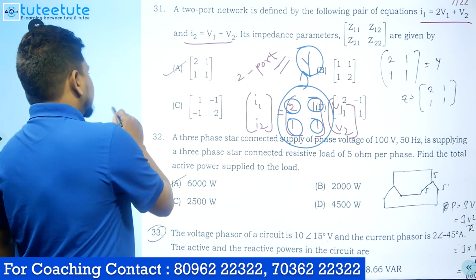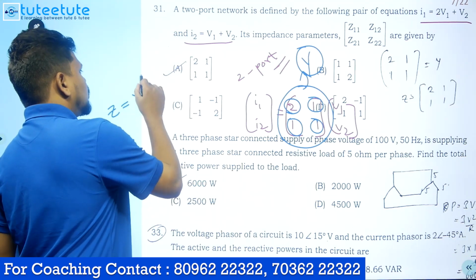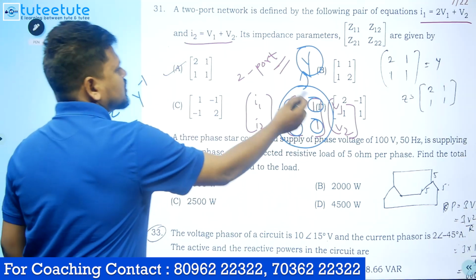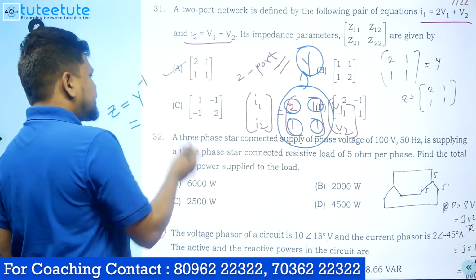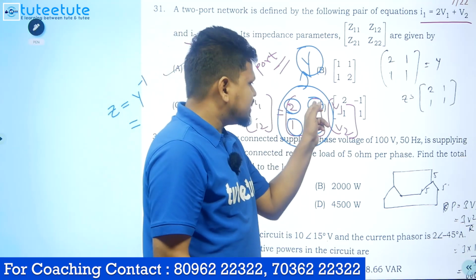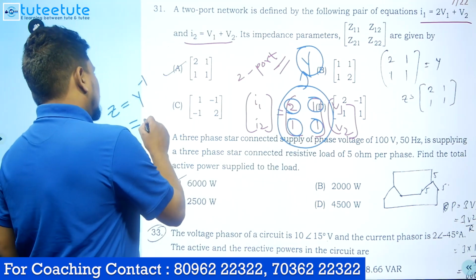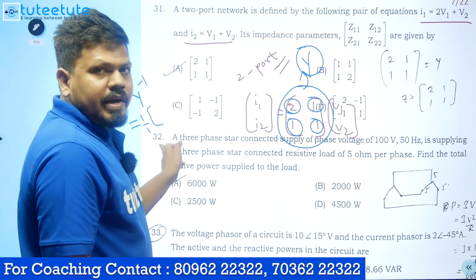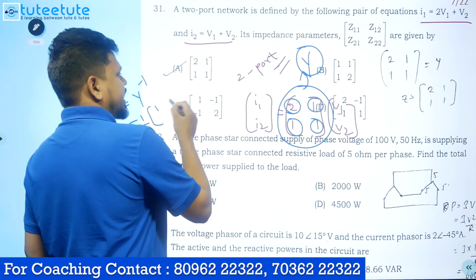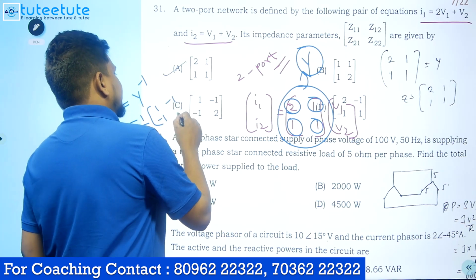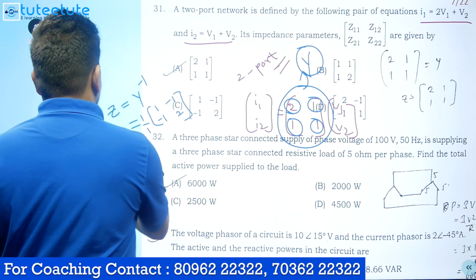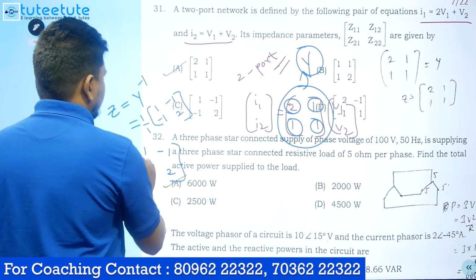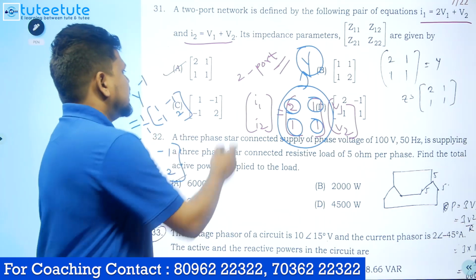Now what are they asking? They are asking for the impedance parameters, Z equal to Y inverse. Z equal to Y inverse. So what is the inverse of 2 1 1 1? It is 1 by AD minus BC, that means 2 minus 1 is 1, so 1 by 1. Directly I am writing 1 by 1 into D, minus B, minus C, A. D means 1, minus B means minus 1, minus C is minus 1, A value is 2. So the impedance parameters are 1 minus 1 minus 1 2. This is the answer. Option C is the correct one.